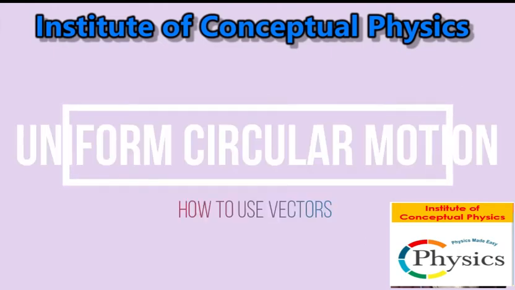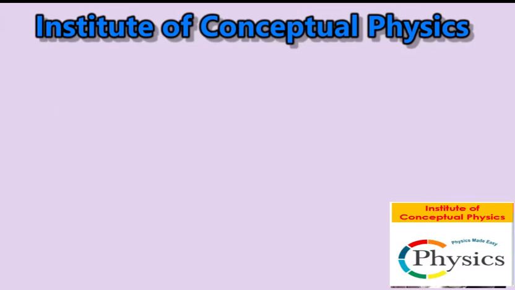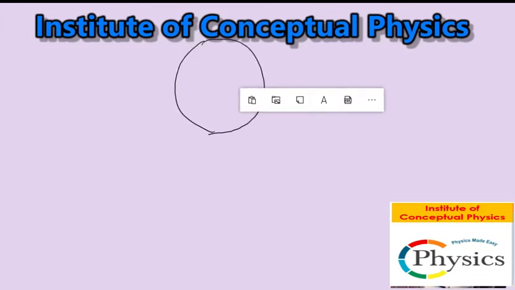This is a numerical about circular motion, but it utilizes the concept of vectors. If you see, you have a body in circular motion like this, and the body has constant velocity. The body undergoes a change of angular displacement of 2 pi by 3, which is equal to 2 by 3 into 180, which is 120 degrees. The body moves with constant velocity.